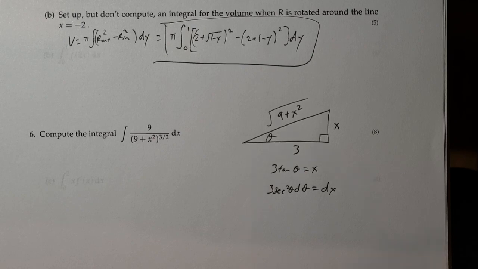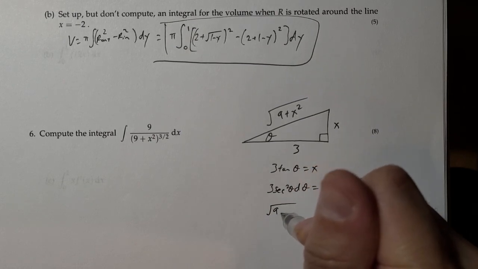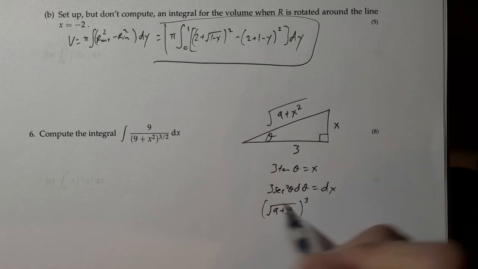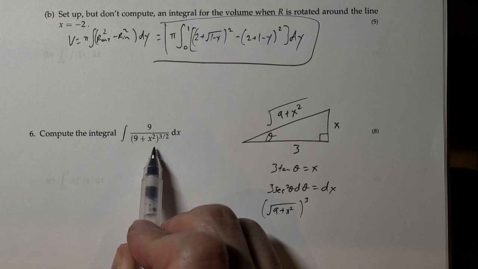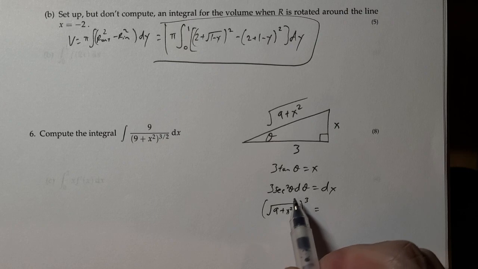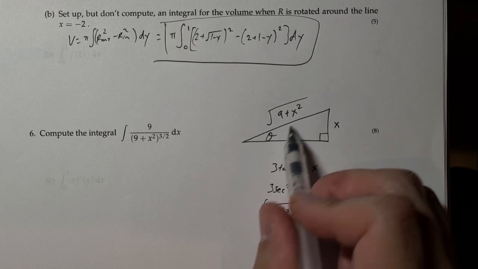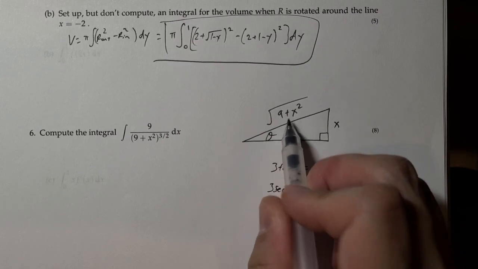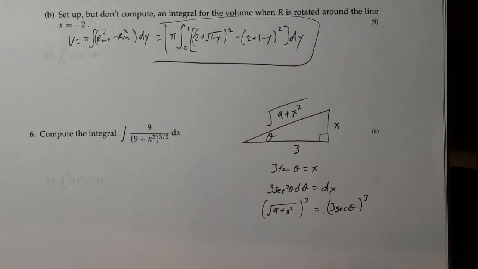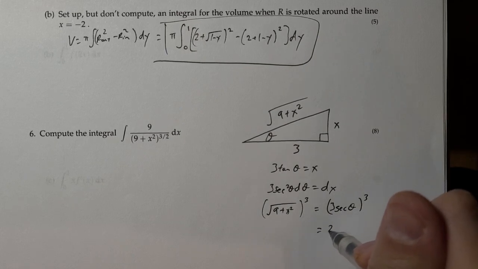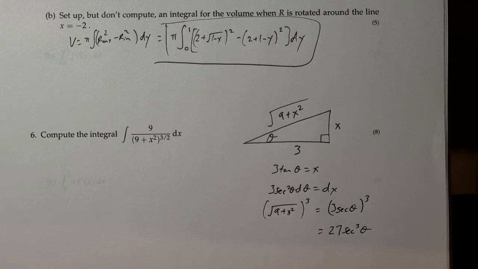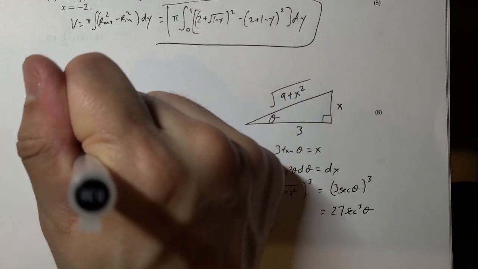And then we can get the square root of 9 plus x squared, cubed. That's this guy. What's the square root of 9 plus x squared in this? Secant theta is the square root over 3, so 3 secant theta is the square root, cubed, which is 27 secant cubed. Okay, so we substitute everything in this integral in terms of theta.